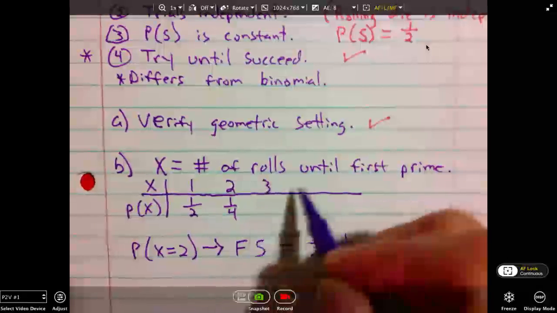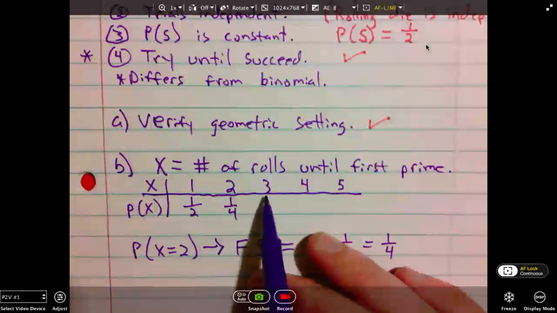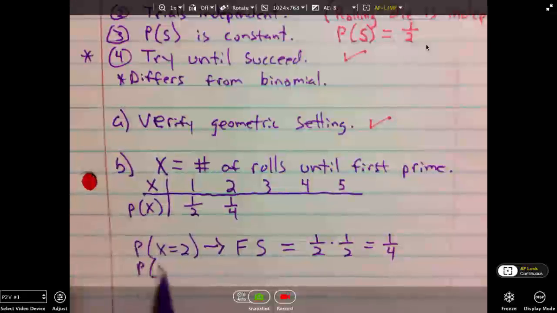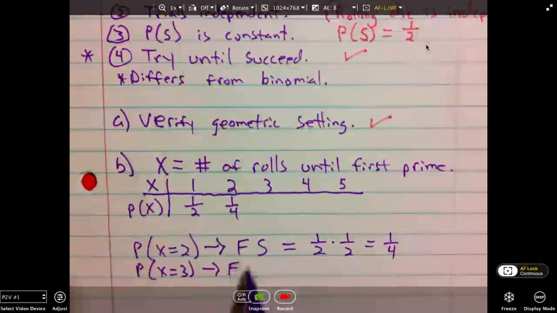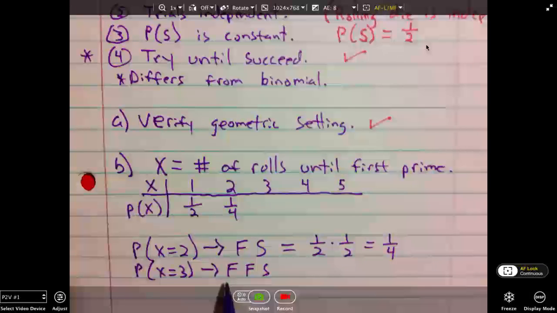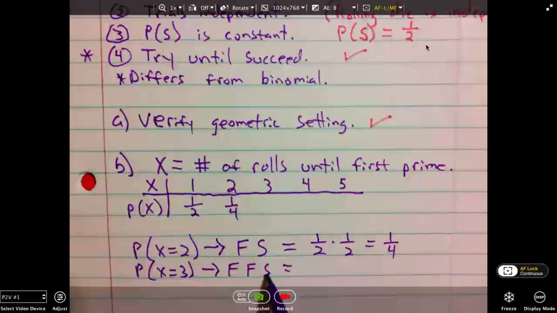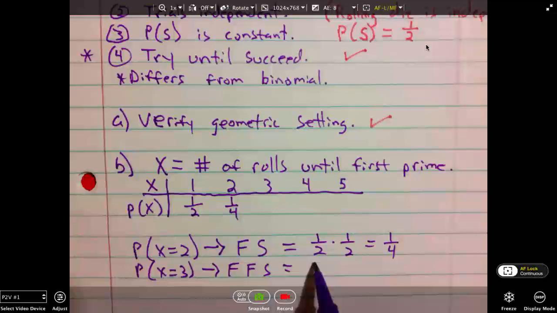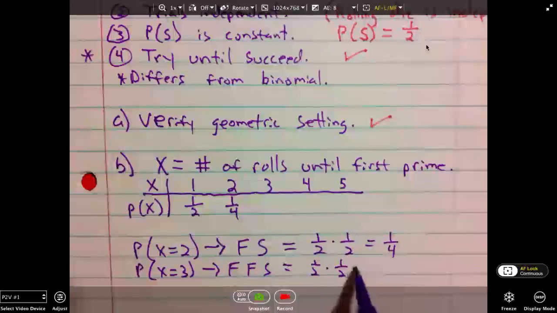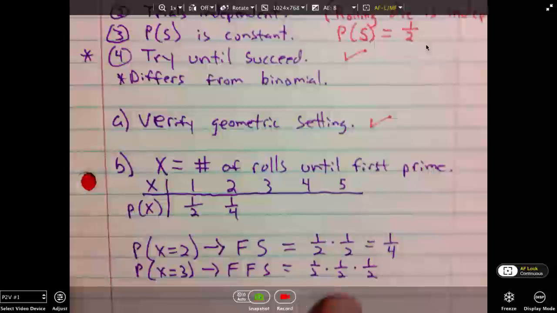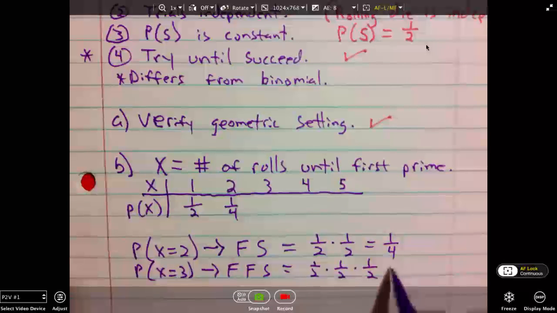Now we're looking at 3, 4, and 5. Well, the chance that the first success is on the third roll, the probability that x is 3, is going to be fail, fail, success. 2 fails and then a success. In this case, that's 2 1/2s, but then another 1/2. The reason we have strictly 1/2s here is because the complement of 1/2 is 1/2. So in this case, it's 1/2 times 1/2 times 1/2. Well, that's 1/8.